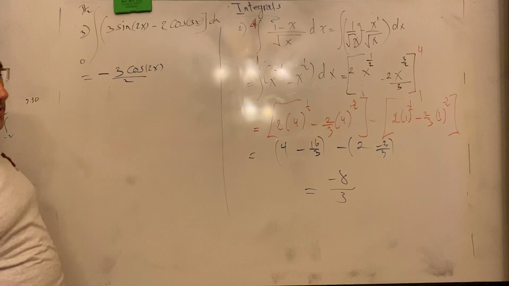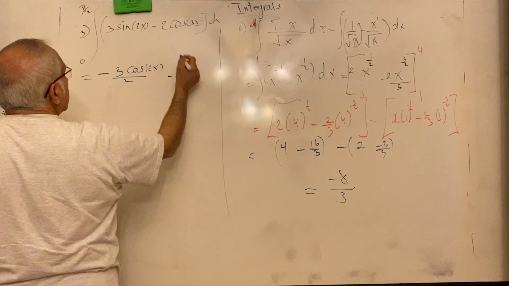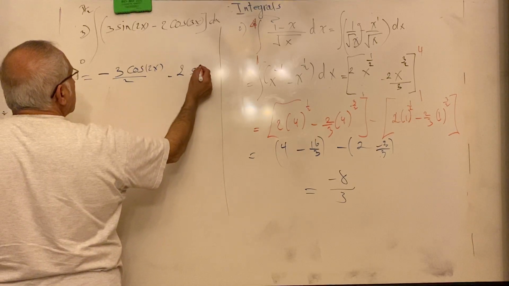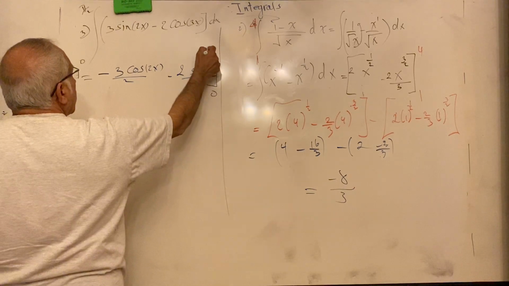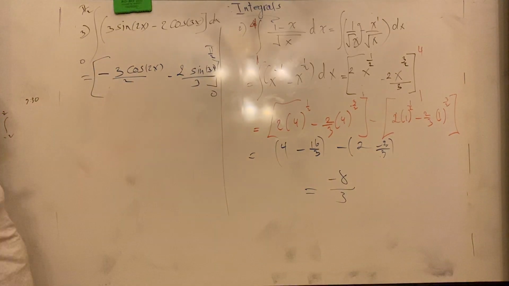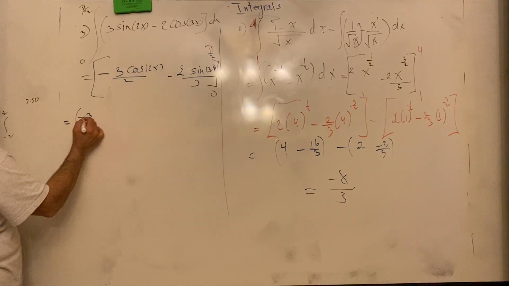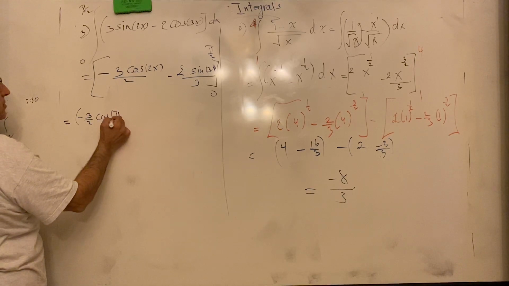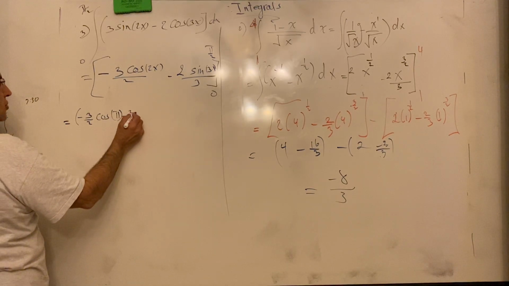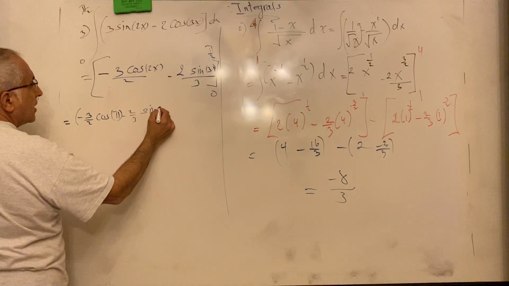Now think about it if you don't know this. Minus 2, the integration of cosine is sine 3x. The derivative of 3x is a 3. All the way from 0 to pi over 2. These are the limits. So, your turn. Plug in the numbers. Negative 3 over 2 cosine of 2 times pi over 2, which is pi, minus 2/3 sine of 3 times pi over 2.